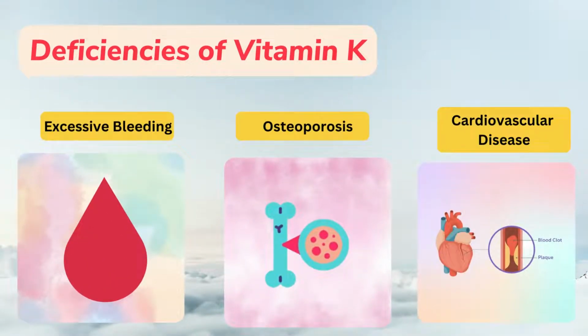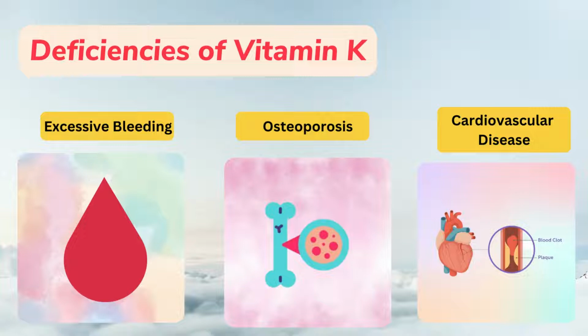There are three main deficiencies of vitamin K. Obviously, if vitamin K is not taken in proper amounts, it leads to excessive bleeding because there's no blood clotting, there's no production of prothrombin. So prothrombin is not getting converted into thrombin, so there's no clotting of the blood, and obviously there will be excessive bleeding.